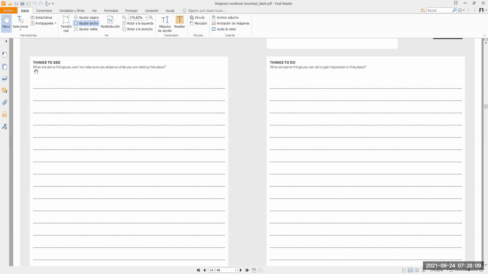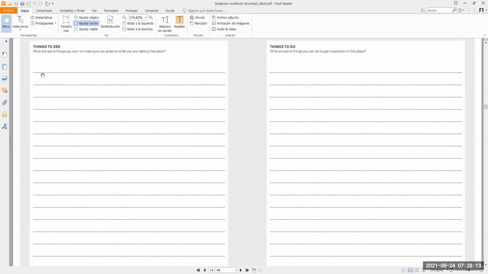And then it says here, what are some things you want to make sure you observe? So for instance, I want to observe the way the people who make the handicrafts interact with people. I want to see how they interact. I want to listen to how they talk about their own products. I want to see how they display their products, how they place them in their stand.